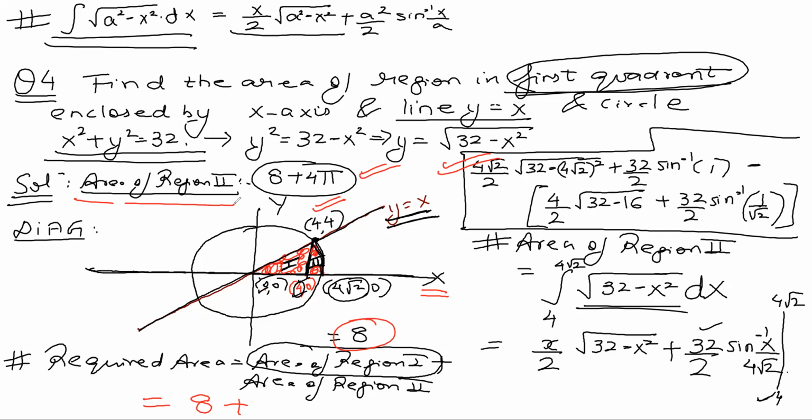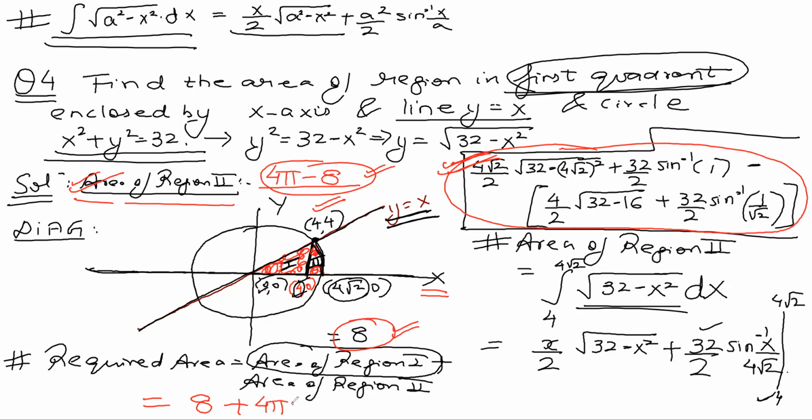So 1 minute, guys, your answer will not come as 8 plus 4 pi. Your answer will come out for region 2 as 4 pi minus 8. Area of region 2 when you solve this expression comes out as 4 pi minus 8. Please correct. For region 1, the area is 8. For region 2, when you solve this whole expression, you will get the answer as 4 pi minus 8. So your required area will be 8 plus 4 pi minus 8, which is nothing but 4 pi. 4 pi is your final answer. So the required area is 4 times pi.